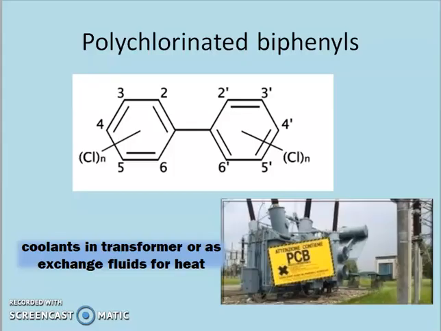The second type of xenobiotic compounds are polychlorinated biphenyls. These complexes are covalently linked with two benzene rings and have halogens in place of hydrogen. They are basically utilized as coolants in transformers or as exchange fluids for heat.